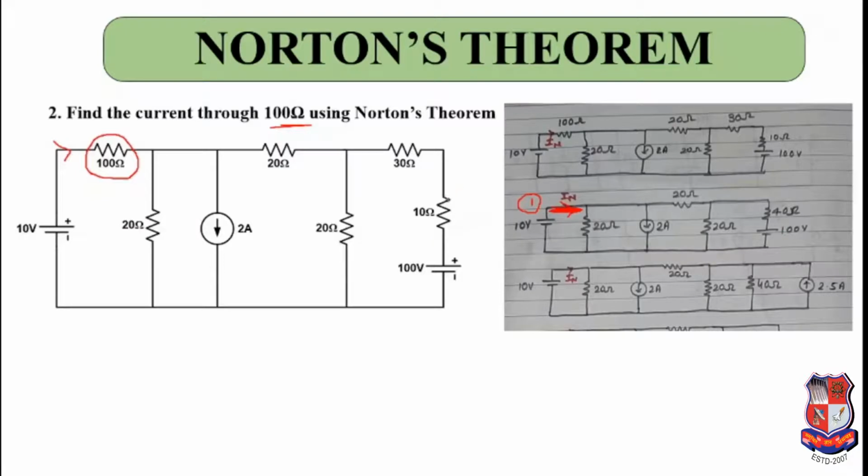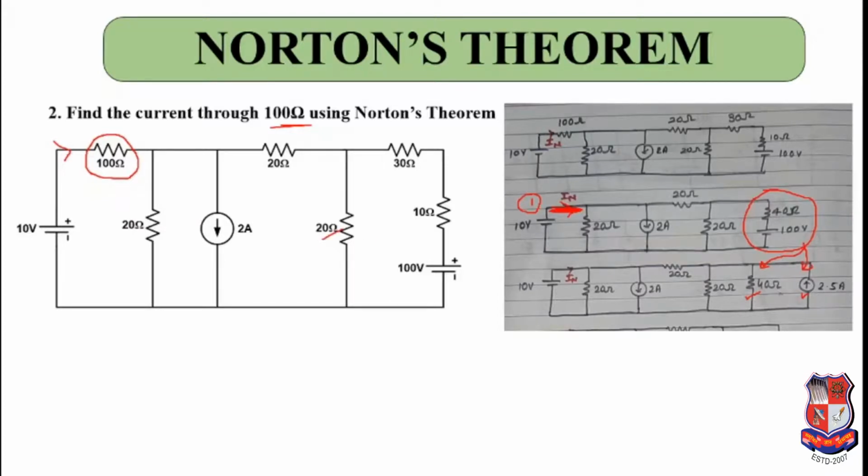If you see from the back, you can see 100 volt in series with 40 ohms. This voltage source in series with resistance can be replaced by a current source in parallel with that resistance. So it will be 100 by 40, which gives you 2.5 ampere, and this 40 ohms comes in parallel. Now this 40 ohms and this 20 ohms are in parallel.